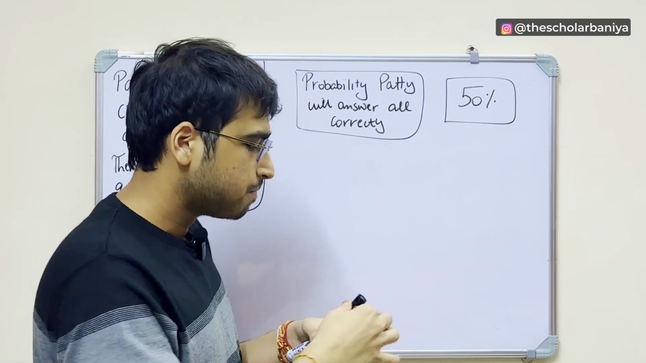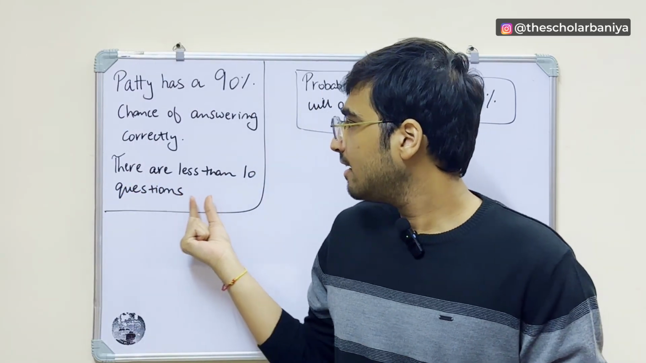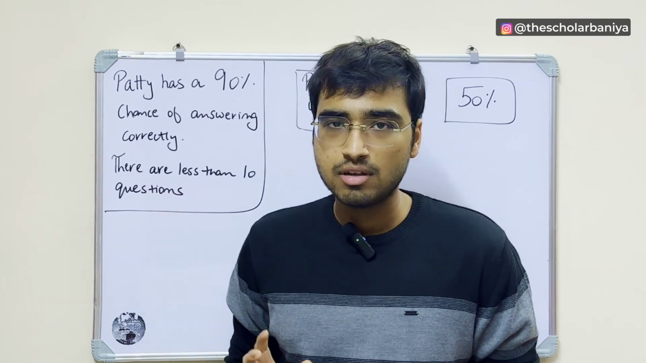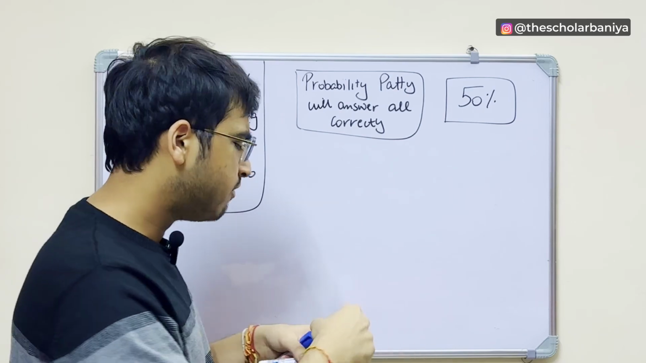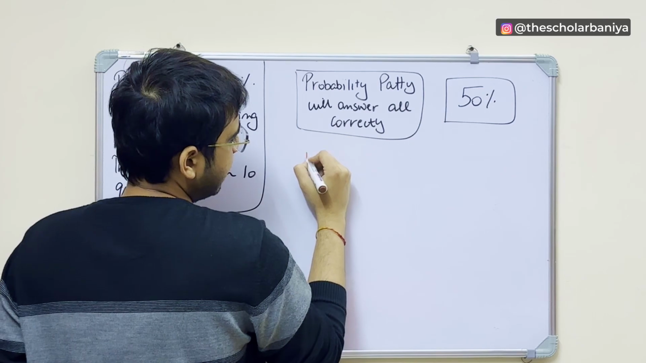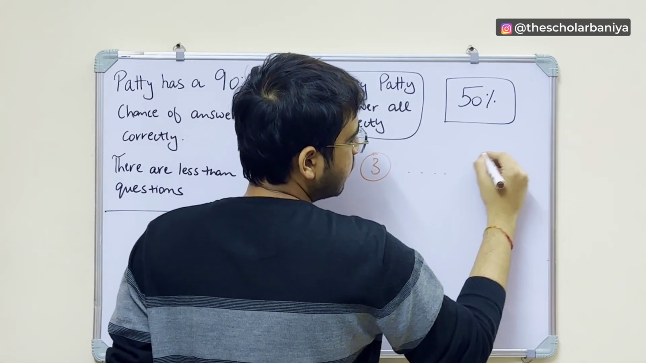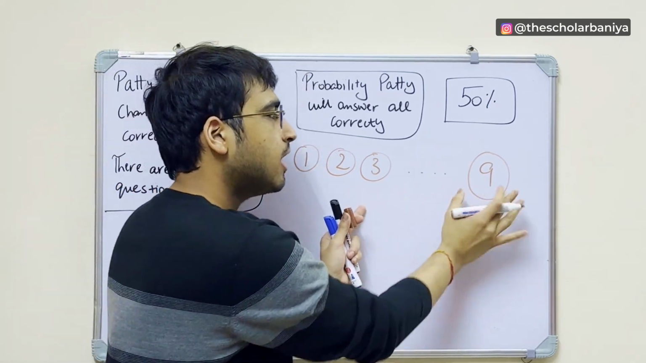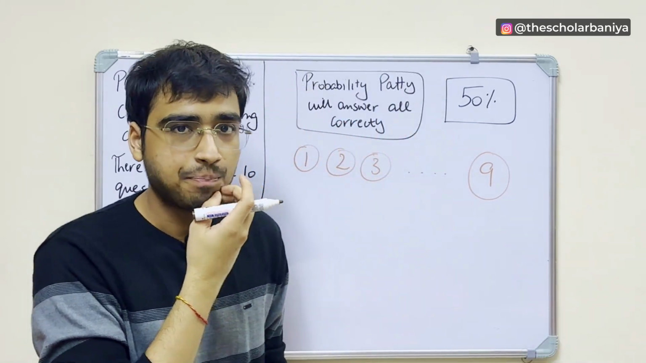So tell me one thing. We are given that there are less than 10 questions present in the exam, right? So there can be one question, two questions, three, four, five, whatever. So let's assume there can be one question, two, three, up to nine. Either there can be one question in the exam, or two, or three, up till nine questions, because we know there are less than 10 questions present in the exam, right?